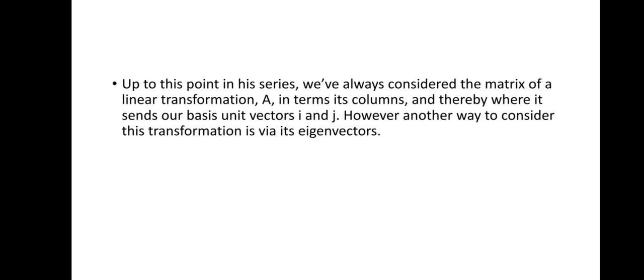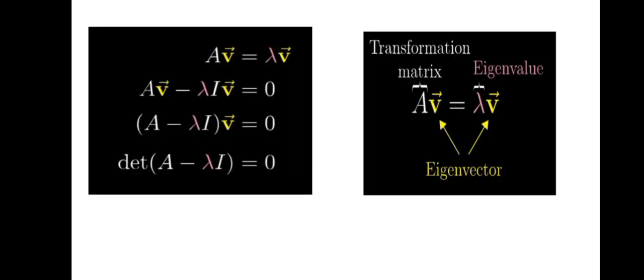Symbolically, let's recall what is important. The following equation for calculating eigenvalues and eigenvectors is represented mathematically. The transformation matrix is A, v is the eigenvector, and lambda is the eigenvalue. So we can write the eigenvector and eigenvalue relation as Av equals lambda v.